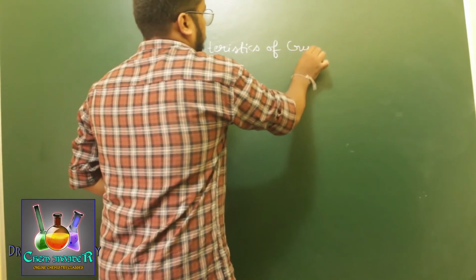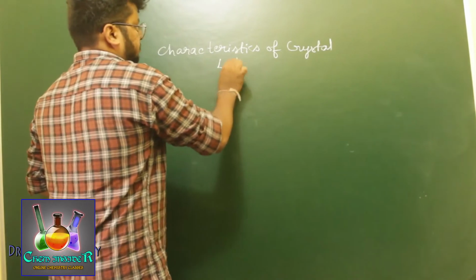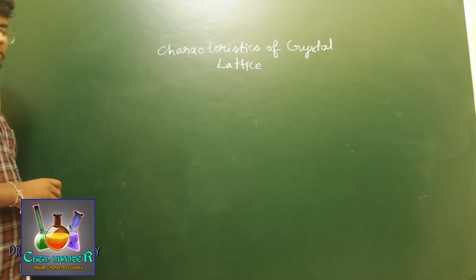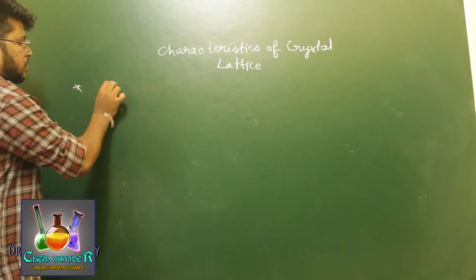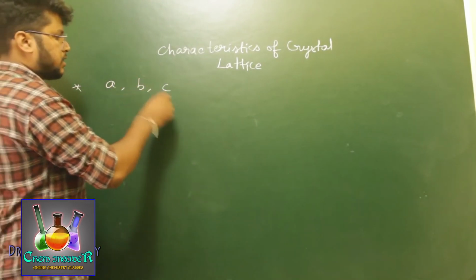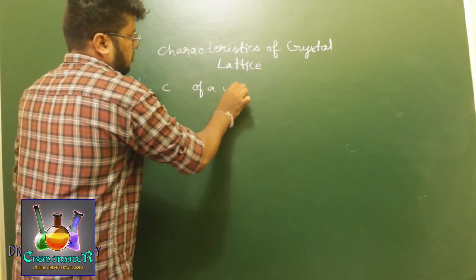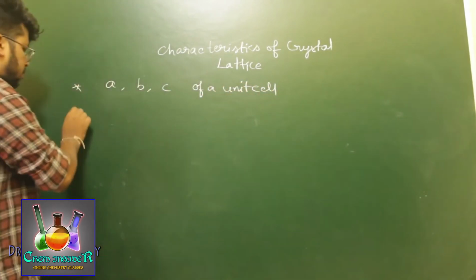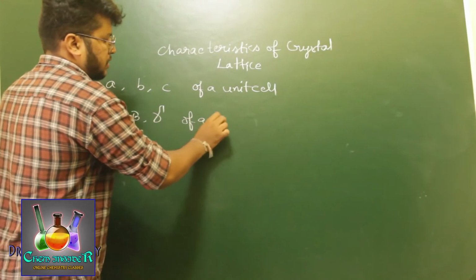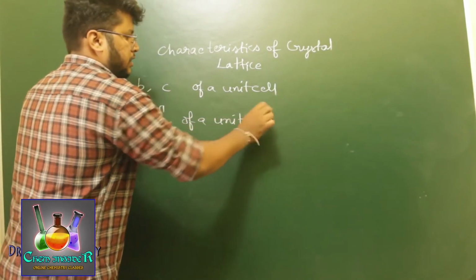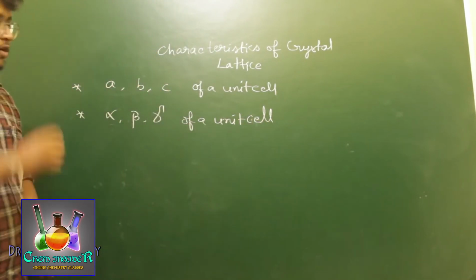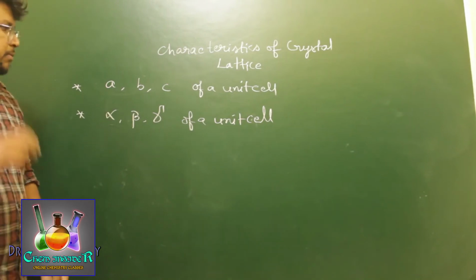Characteristics of crystal lattice. So for defining a characteristic of a crystal lattice, we need to know 2 points. One is the edges A, B, C of a unit cell. And the other one is the angles alpha, beta and gamma of a unit cell. So what are these A, B, C and alpha, beta, gamma?